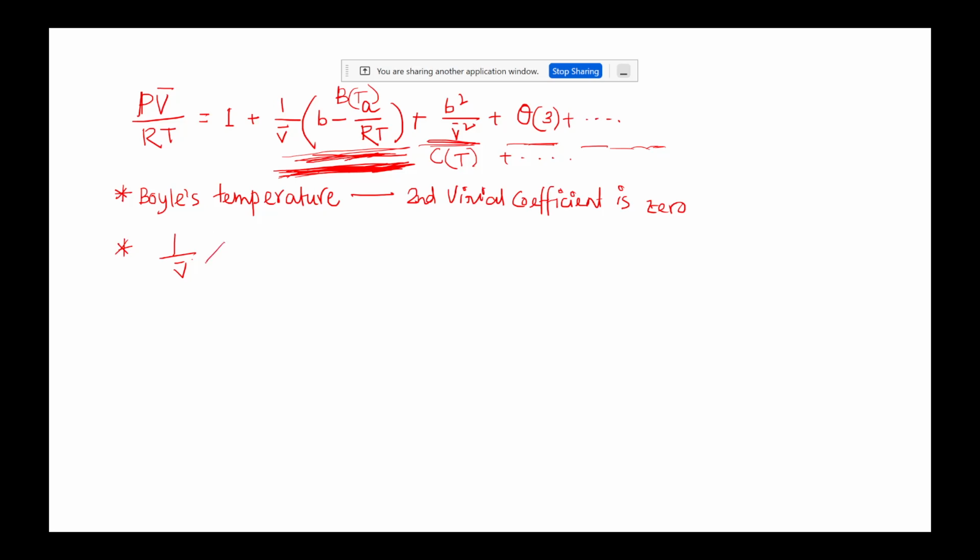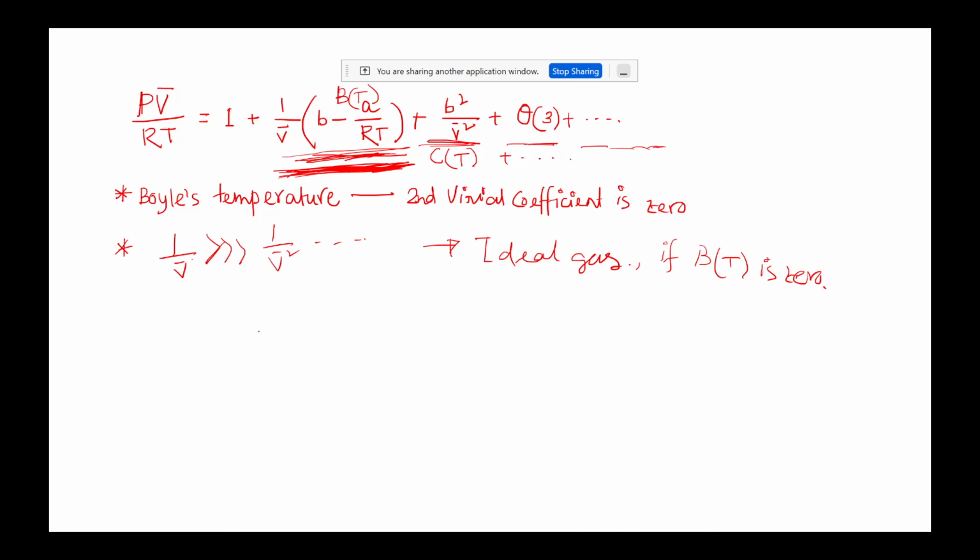Yeah, so this will be this time, and so on and so forth. So that's why we can say that it will behave like an ideal gas if B(T) is 0. Now, so far we haven't talked about the expression for the Boyle temperature.